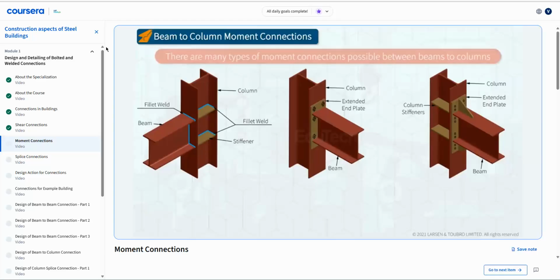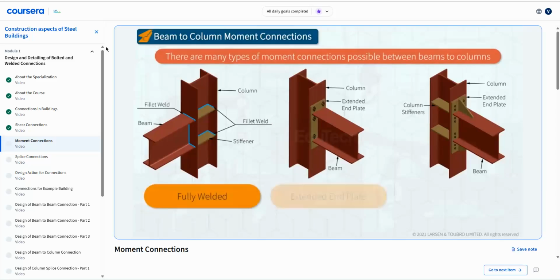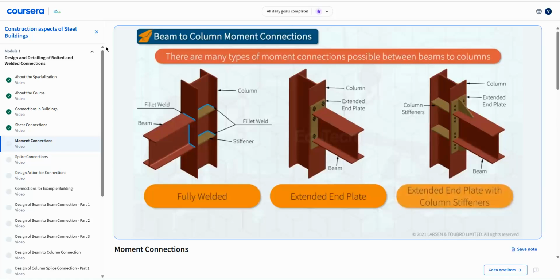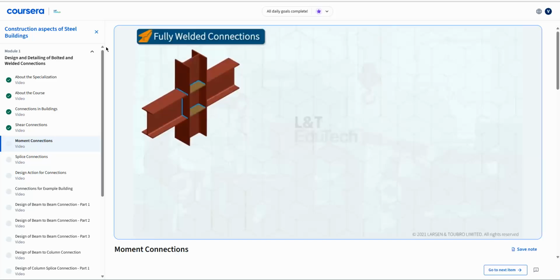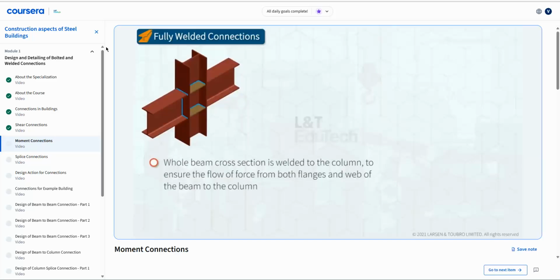There are many types of moment connections possible between beams to columns. Fully welded, extended end plate with column stiffener, etc. are some of the most commonly used beam to column moment connections. As the name indicates, the whole beam cross-section is welded to the column to ensure the flow of force from both flanges and the web of the beam to the column.